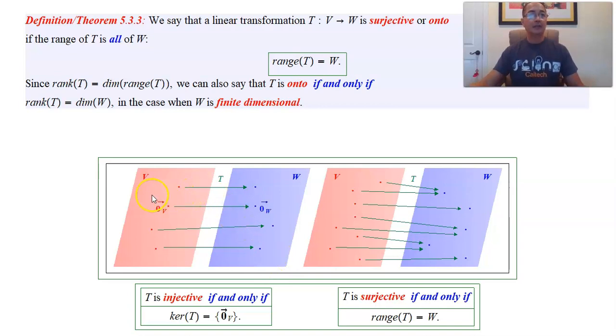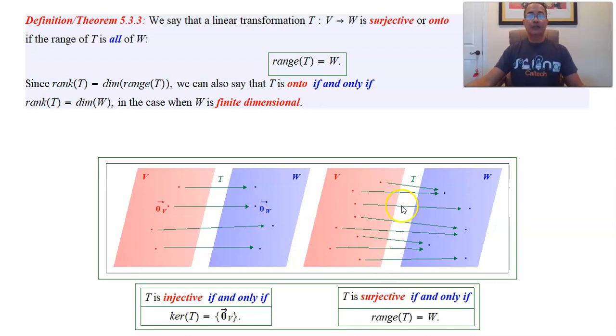So T is injective, you don't see two arrows going to the same vector in W, if and only if the kernel of this transformation is only the zero vector. So in particular, the only vector in the domain that goes to the zero vector in the codomain is the zero vector in the domain.